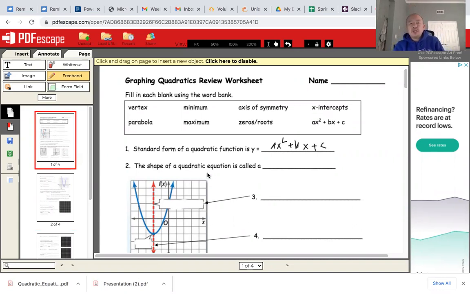The shape of a quadratic equation is called a parabola. It's this U-shaped form. And this point right here, the lowest point, is called the vertex.